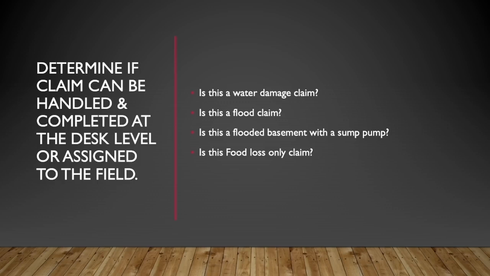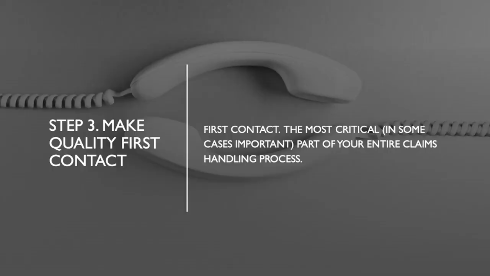Fourthly, is this a food loss only claim? That can be handled at the desk level and doesn't necessarily require you assigning it to the field. After you have made those assessments, you have reviewed the first notice of loss, you have considered if the claim could be handled at the desk level, you have reviewed all the additional information of the policy, if the policy is 2 years old or less, you reviewed the ISO report. Now it's time to make your quality first contact.